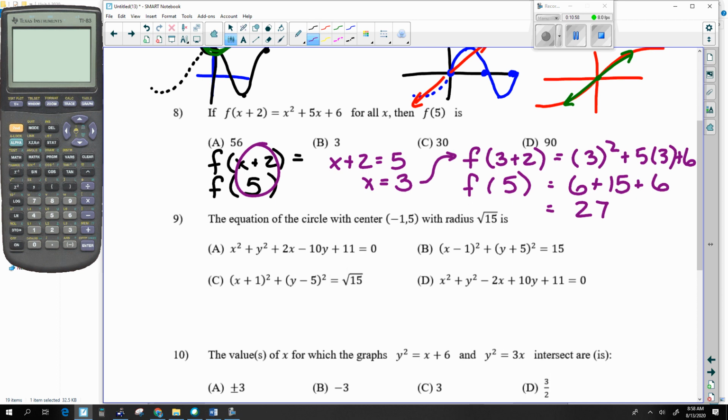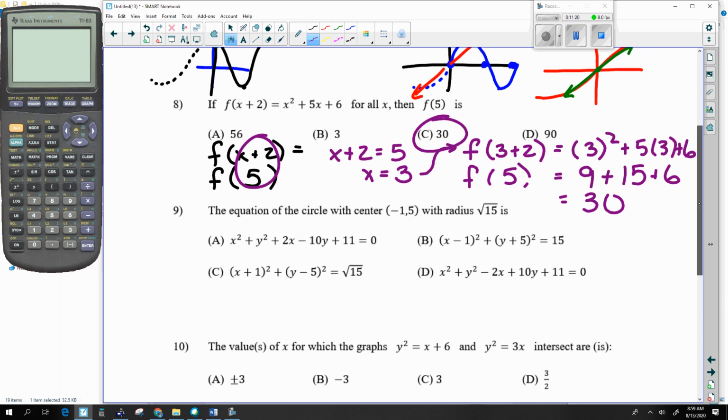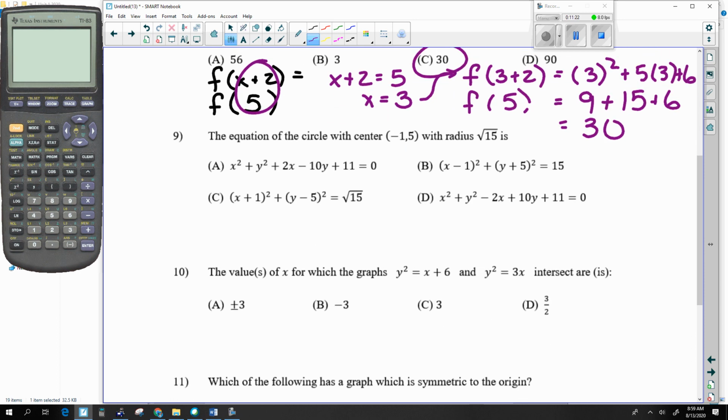Did I make a mistake? I must have made a mistake. 9 plus 15 plus 6. 9 plus 15. Wah, wah. Good job, Ashton. Almost. There it is. My old 3 squared equaling 6.